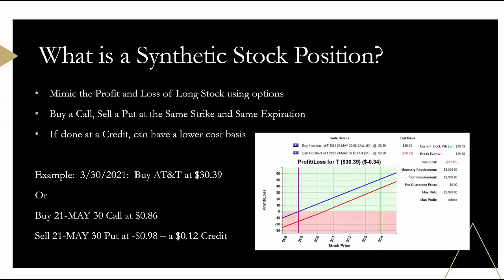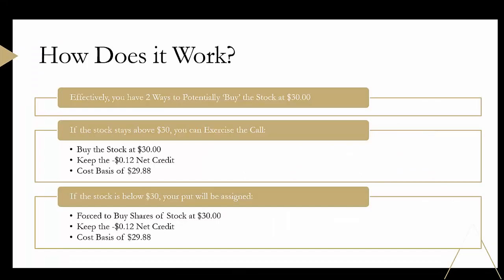So if we did decide to take ownership of the stock at May expiration, we'd only have a cost basis of $2,988 as opposed to $3,000 or $3,039 for 100 shares. How does it work? Well, effectively, we have two ways to potentially buy the stock at $30. At May expiration, if the stock stays above $30, we could exercise that 30 strike call. We buy shares of stock at 30, we keep the 12-cent net credit, our put expires worthless, and we have a cost basis of $29.88.